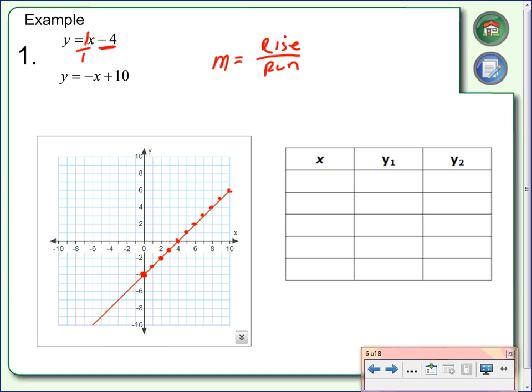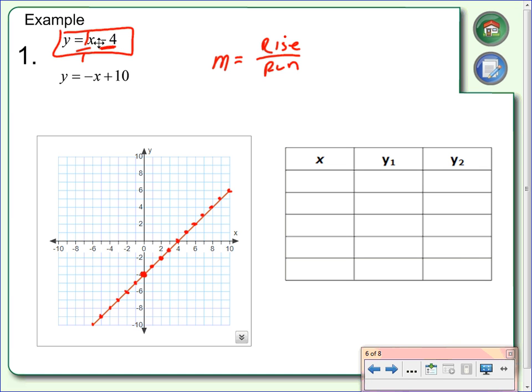Do the same thing on the other side over here. We did this before. We can go down 1 to the left 1. Down 1 to the left 1. The more points you have, the straighter your line is going to be. So what we've done up to this point is graph the first equation. This is what we just graphed.